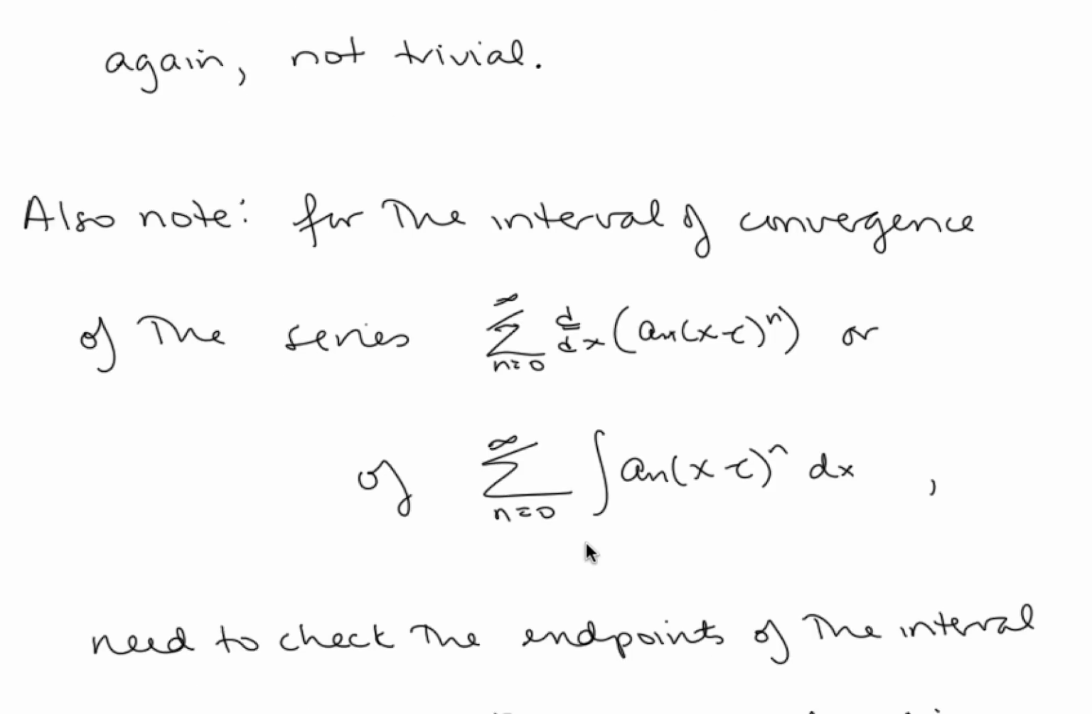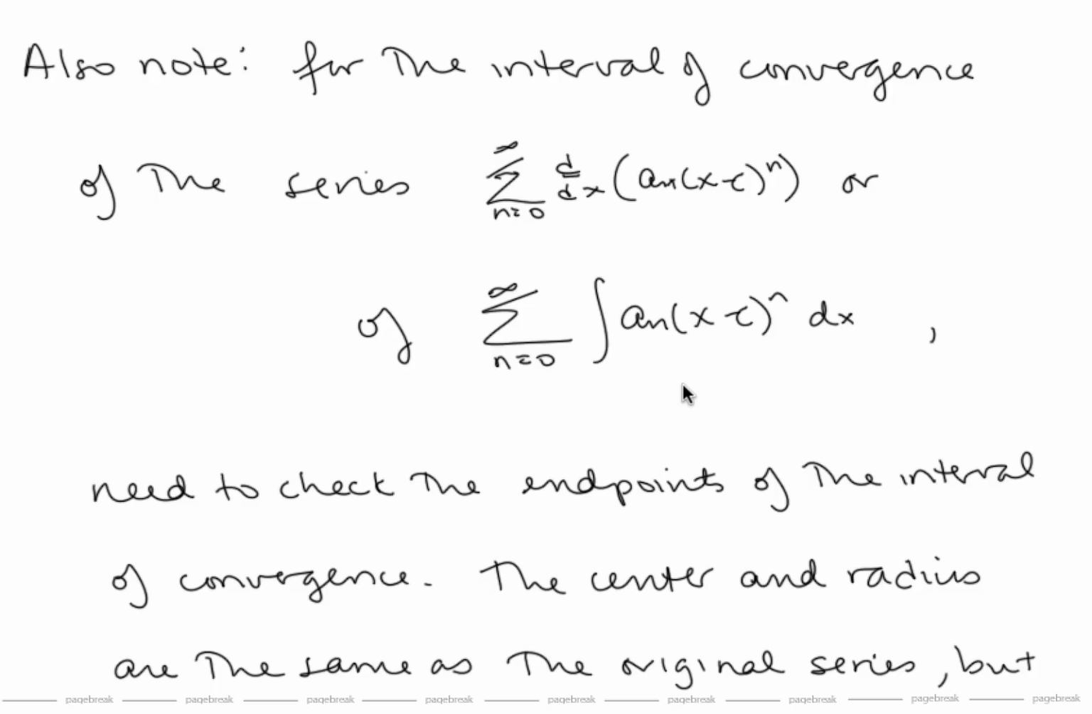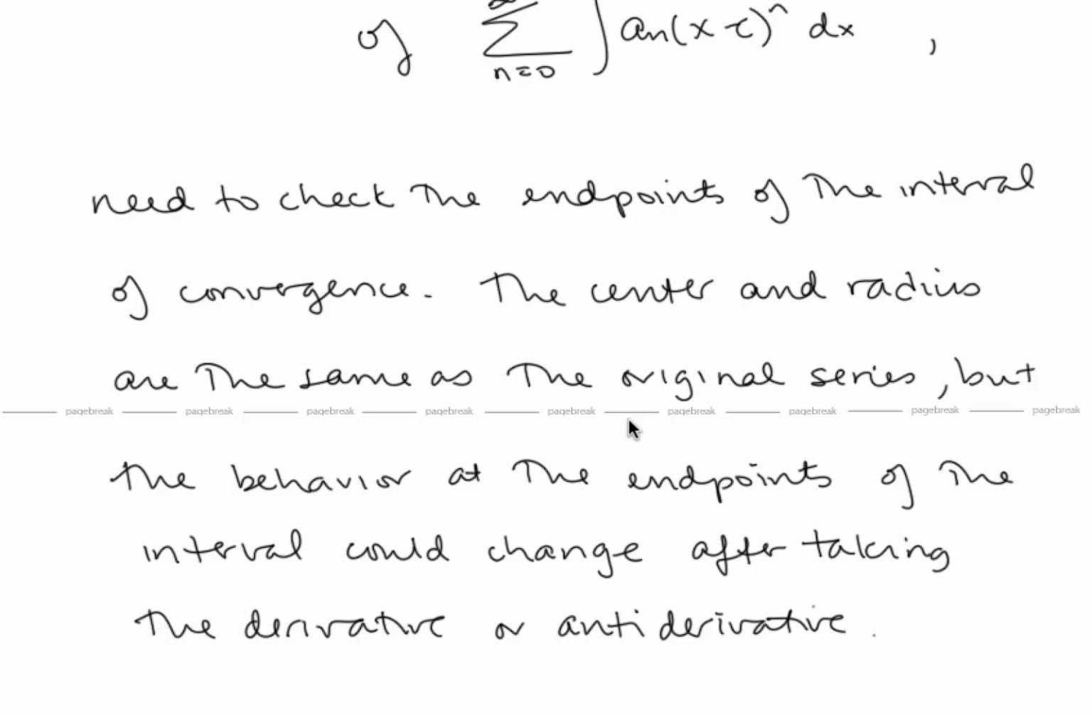And now for the interval of convergence of the series of derivative terms or the series of antiderivative terms, we know that the center of the series remains the same and the radius of convergence remains the same, but the behavior on the endpoints of the interval can change when you're looking at the derivative series or the antiderivative series. So the endpoints need to be checked whenever you're doing these computations.